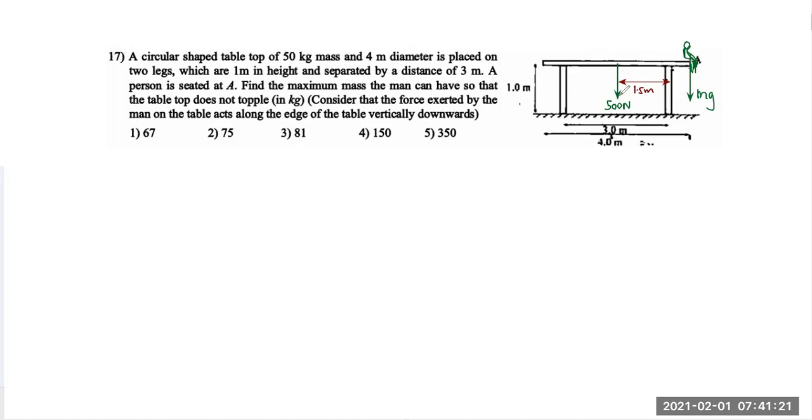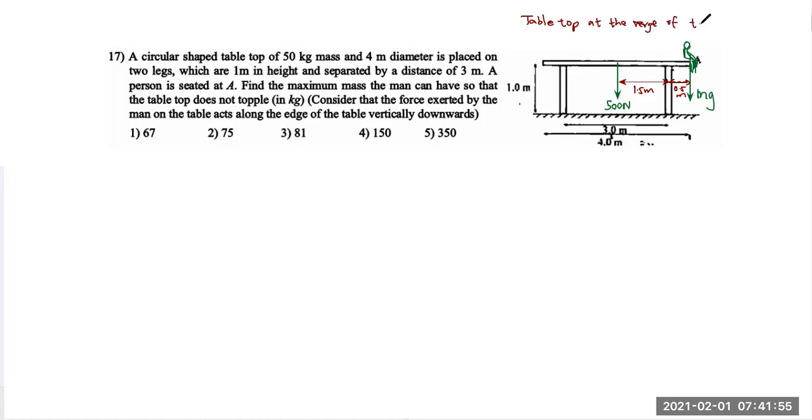If it's a uniform tabletop, the weight will be exactly at the center. 4 meters is the total length, so from the center of gravity to the end it's 2 meters. Therefore, this small distance has to be 0.5 meters. This small distance has to be 0.5 meters. All right. Now we all have to understand one thing. What is it? Tabletop at the verge of toppling. Now we have to consider that situation. Tabletop at the verge of toppling.